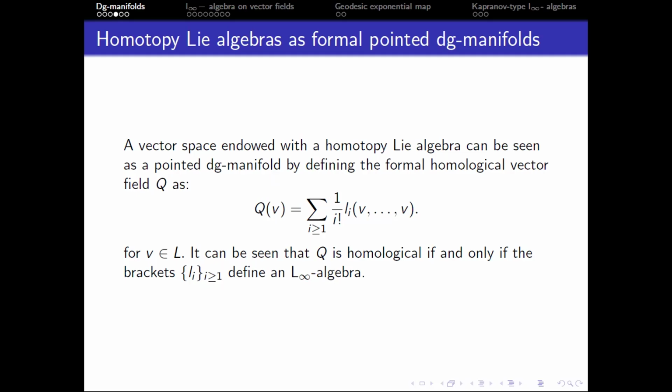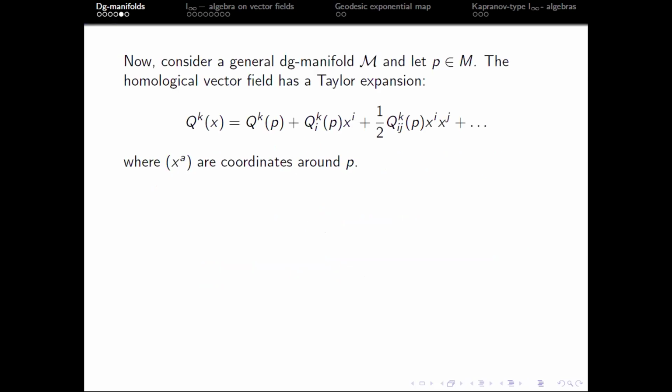So in this case, we see that we are taking an L-infinity-algebra and we are producing a Q manifold, but we can do it in the opposite way. We can start from a dg-manifold or Q-manifold and reproduce an L-infinity-algebra. So to do this, suppose I consider a general dg-manifold, which I denote by M, and let's fix a point on the base manifold associated to this graded manifold M.